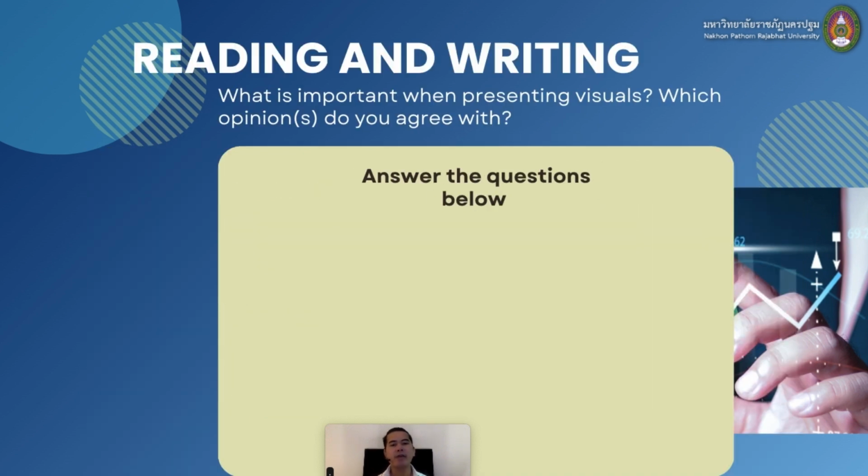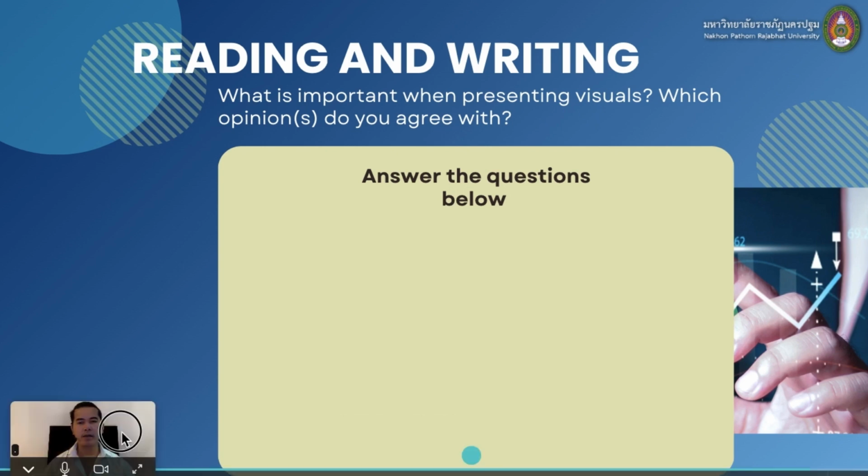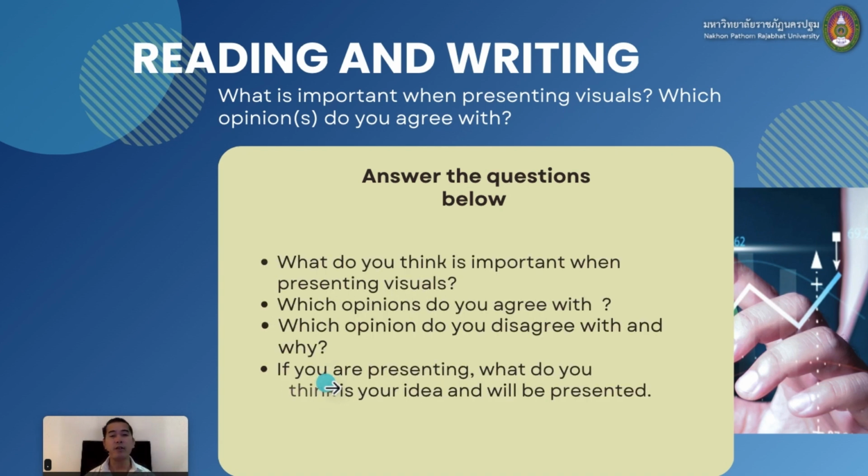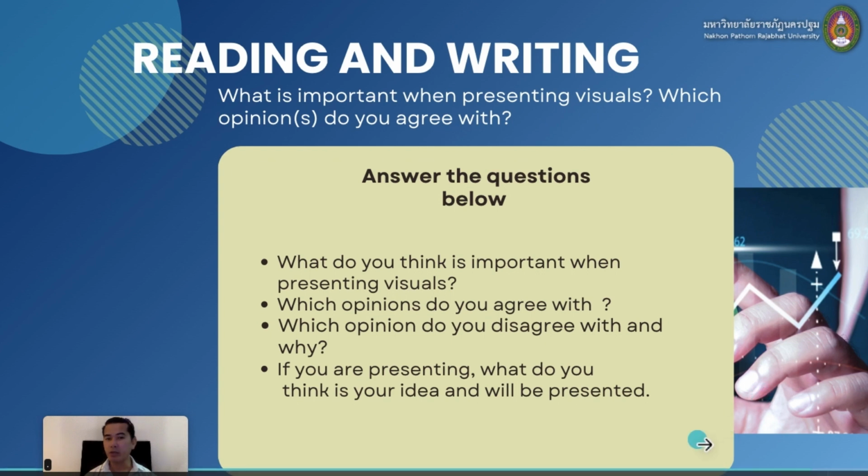All right. After reading the opinions of those people, what do you think is your favorite of all the opinions? What do you think is important when presenting visuals? Which opinions do you agree with and why? Which opinion do you disagree with and why as well? If you're presenting, what do you think is your idea and what will be presented? This is the point that you're going to discuss with your partner, and then write your answer and present it or read it in the class.